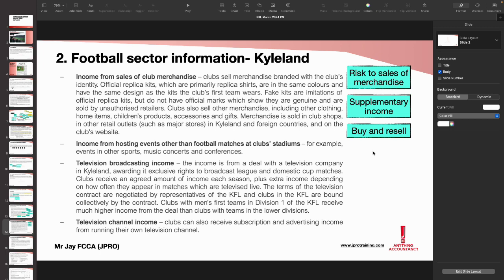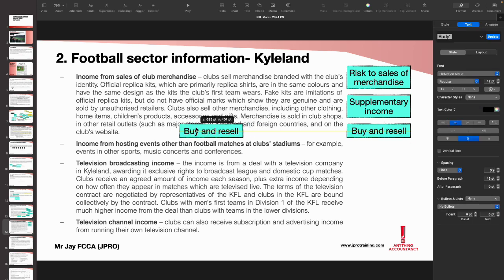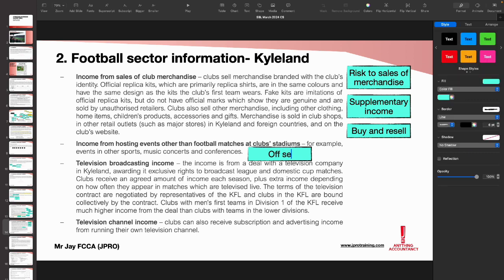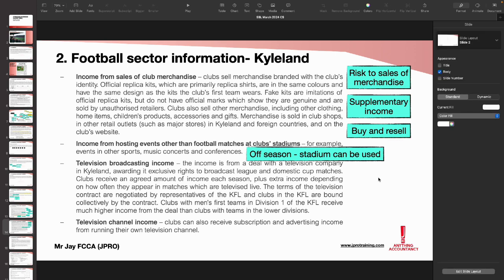Now, income from hosting events other than football, for example, sports, music, concerts. Remember, during the off-peak period, the stadium can be used for concerts. They can have a concert or they can have a conference. So the stadium facility could be rented out. So you should understand that idea of how to earn money from that part.